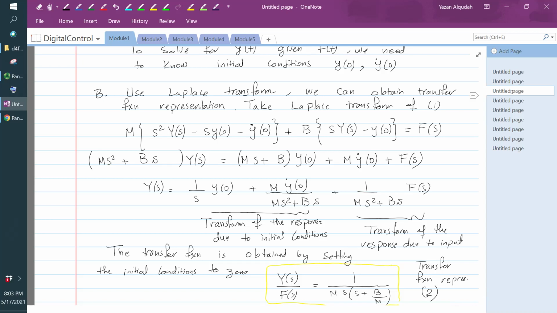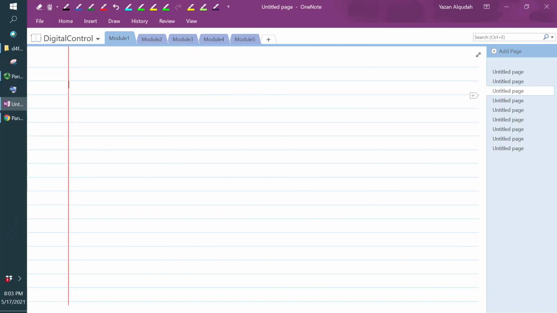The third representation that we're going to look at is the all-integrator block diagram. Let's see how we can obtain the all-integrator block diagram representation.